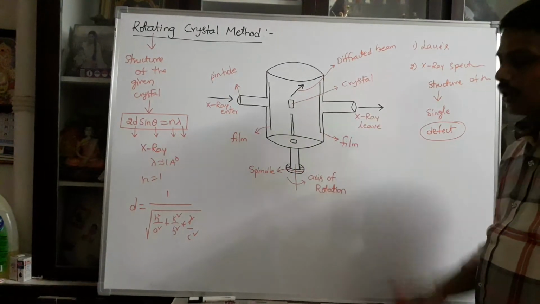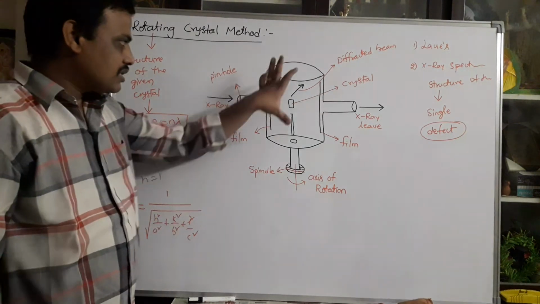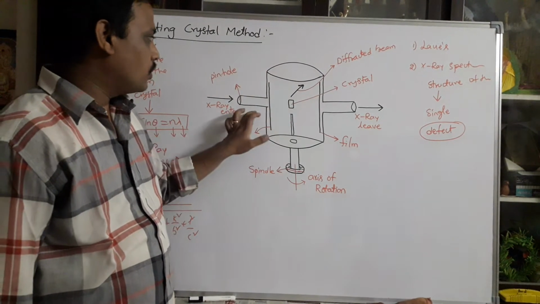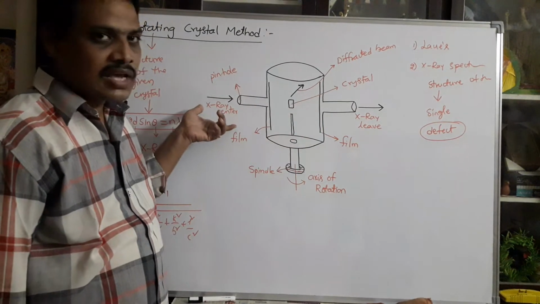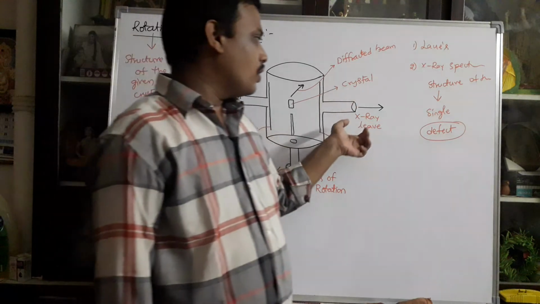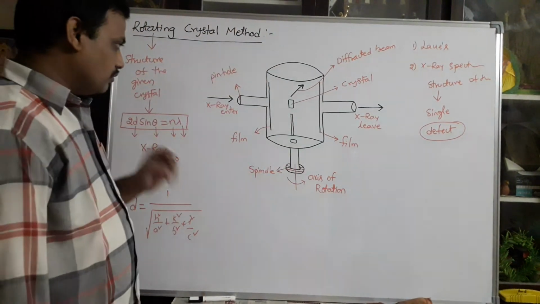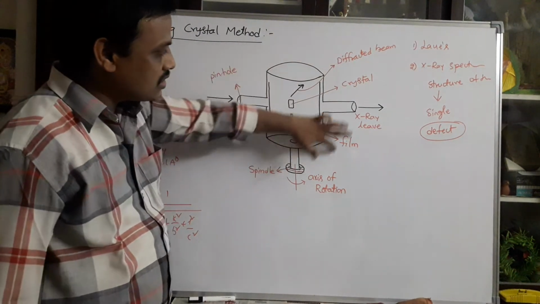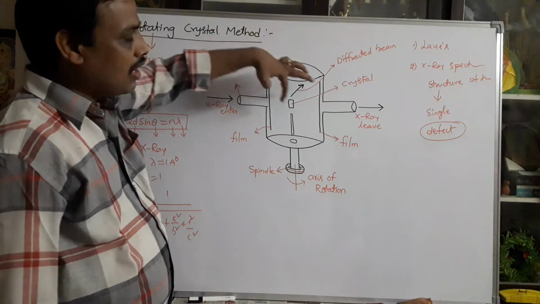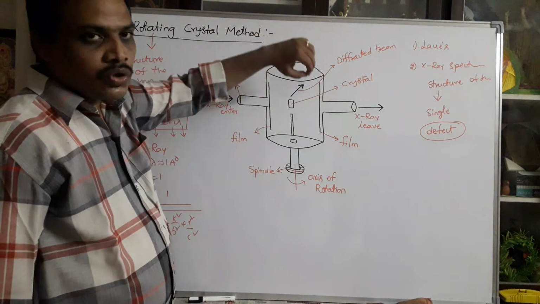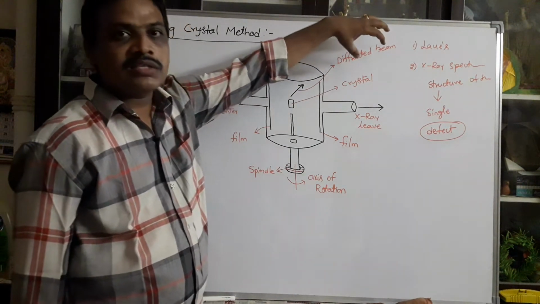This is the experimental arrangement of the rotating crystal method. In this arrangement there are two pinholes. One pinhole is for X-rays entering and the other is for diffracted X-rays leaving. The entire structure is cylindrical. Inside the cylinder you place the photographic plate, which is used to collect the diffracted beam of X-rays.